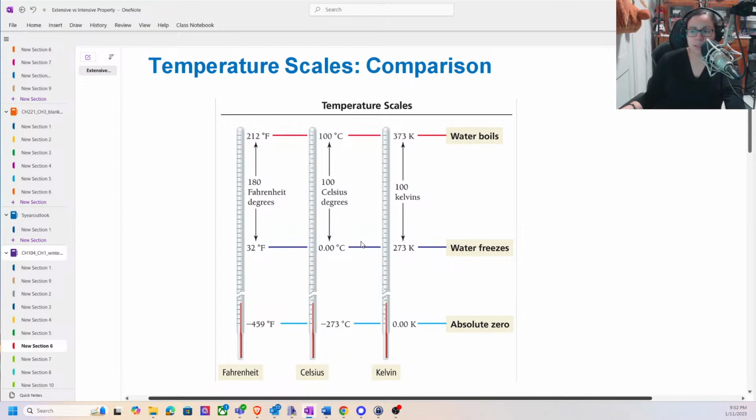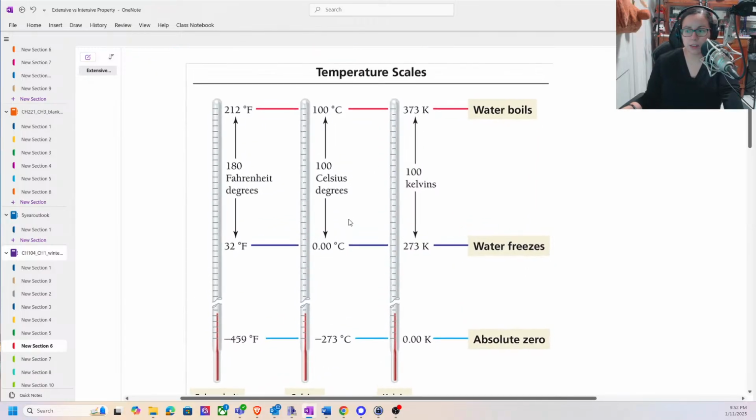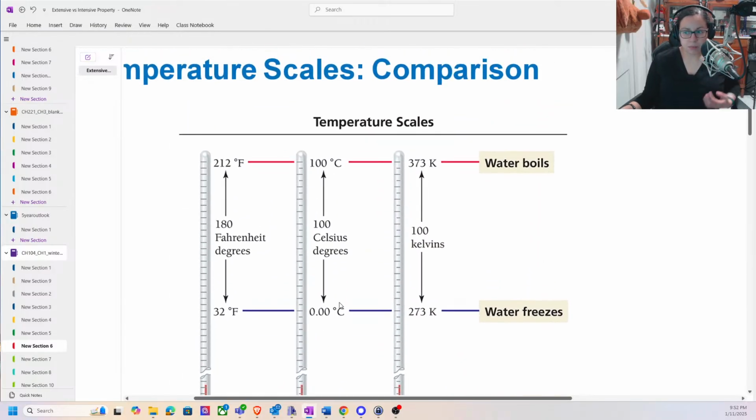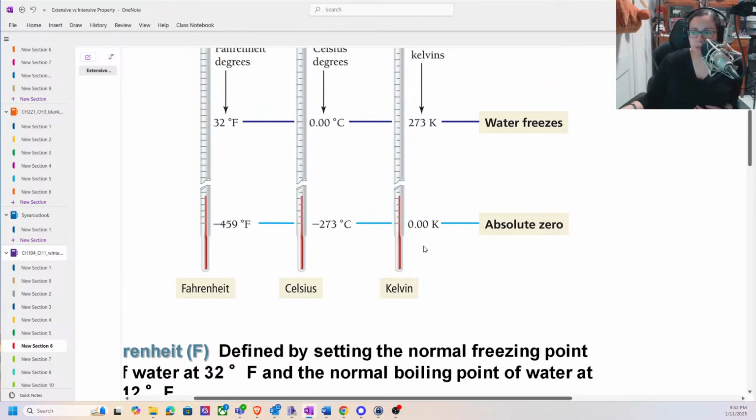And so I'm going to look at Celsius. With Celsius, they decided to set it more evenly. And we can see, right, water freezes at 0, water boils at 100. A lot easier to remember. And then now we have our Kelvin.